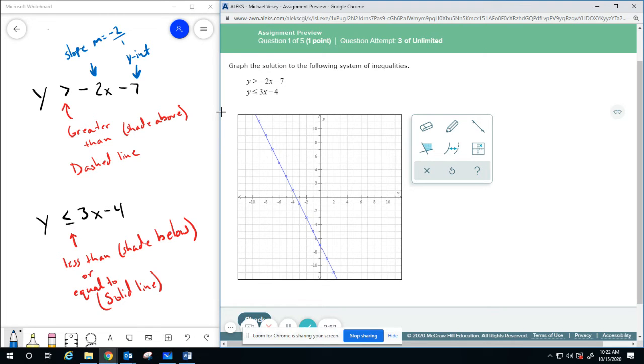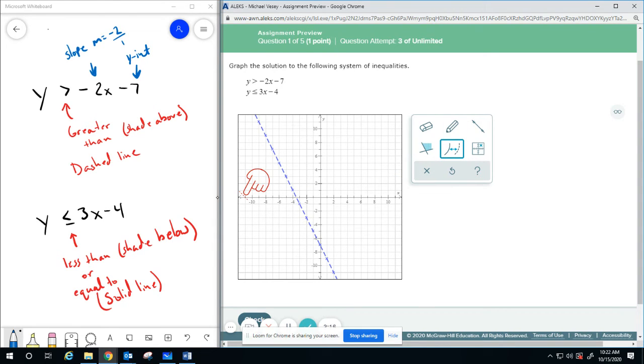There's my line. Now, there's a problem. This line is solid and we want a dashed line. So I use this thing right here and then I touch the line and it becomes dashed. All right, and so now we're going to be shading in a little bit, but not yet. Okay, let's make sure we draw the other line first.